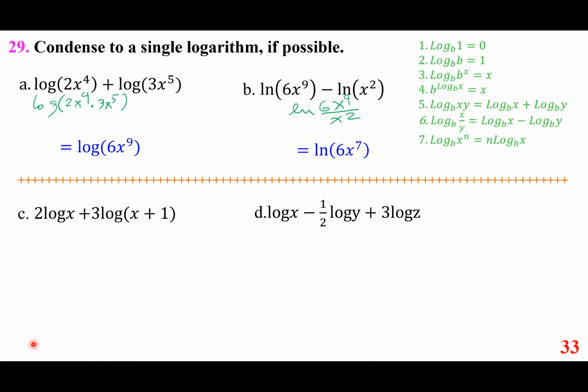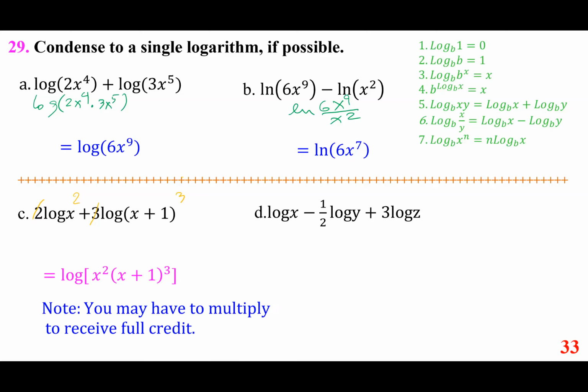How about this one? I'm going to get rid of the 2 and put it here. I'm going to get rid of the 3 and put it here. I'm going to use the product rule, and this is what I get. Now, in some cases, in some texts, they may expect you to multiply, not me.